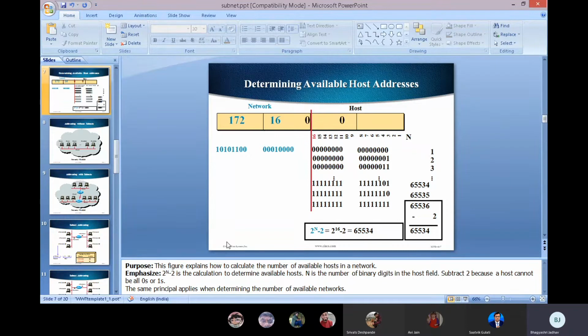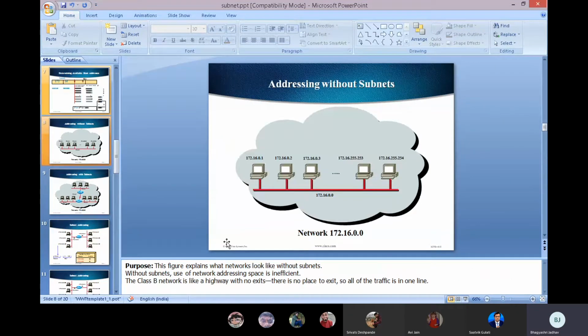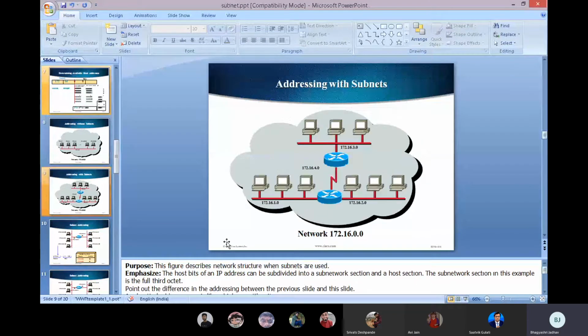See, addressing without subnet. Now here no subnet is used. They are mentioned as 172.16.0.1, 172.16.0.2, 172.16.0.3, up to 254. The network is like this. But when we are using a subnet, then what do we do? The network is divided into three parts. That is one part on this line, second part, and third part. The number of systems we can join in one network.